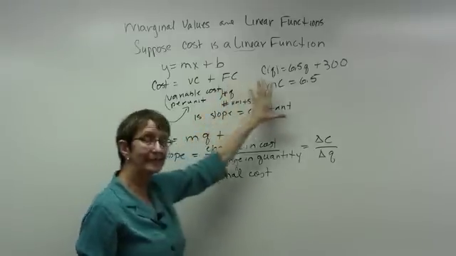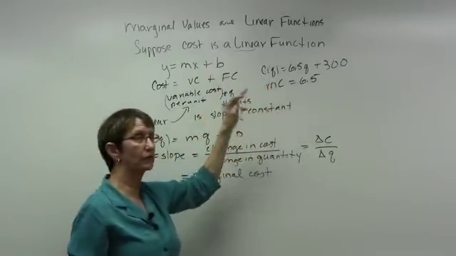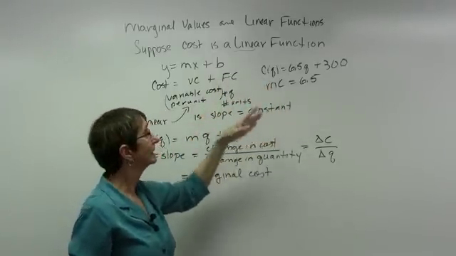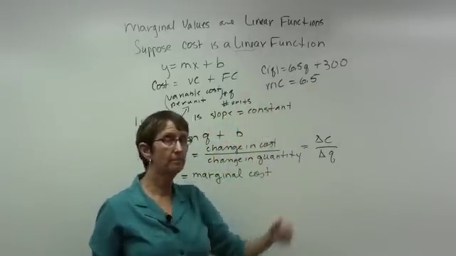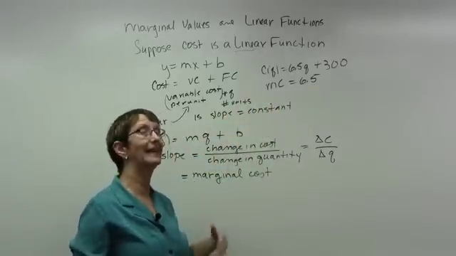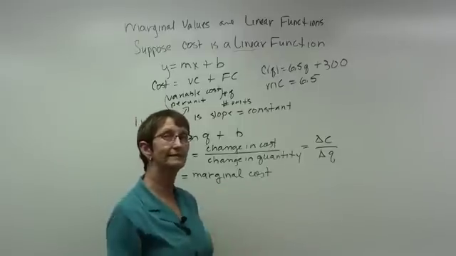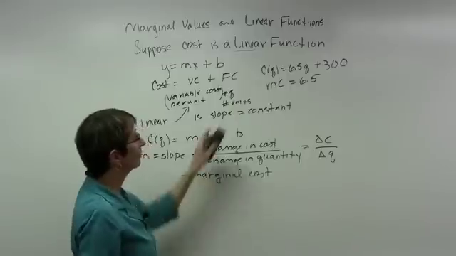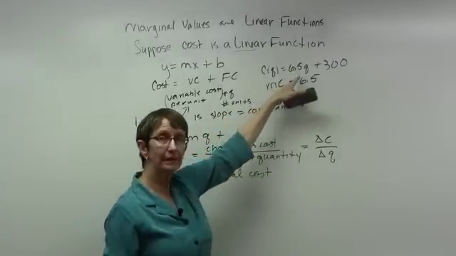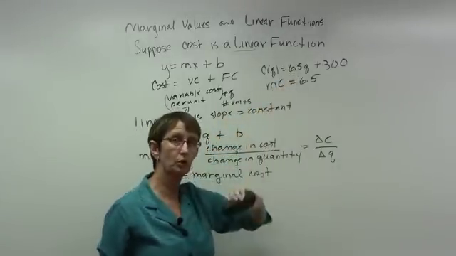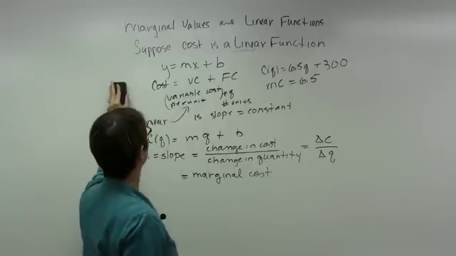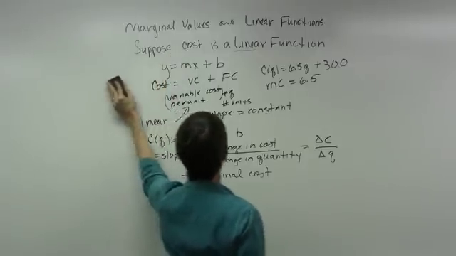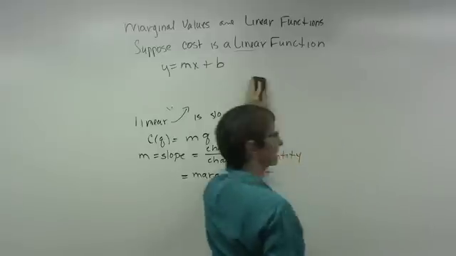Now, if this were nonlinear, if we had a quadratic cost function or exponential or something else, the marginal cost would not be a constant. But we can't do those yet until we get further along in our calculus. So if the slope of a linear cost function is marginal cost, let's think about what this might say for a revenue function. Suppose revenue is a linear function.